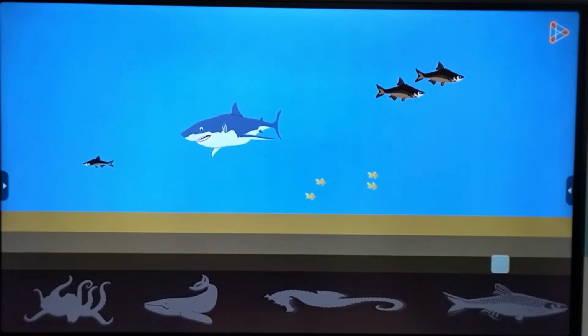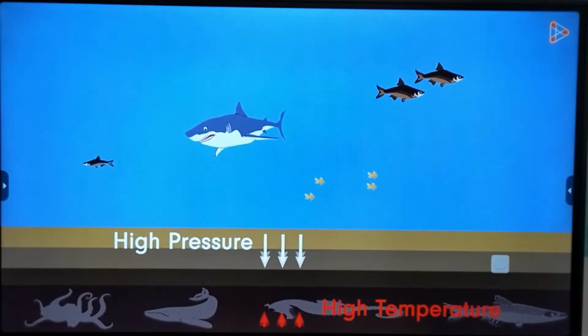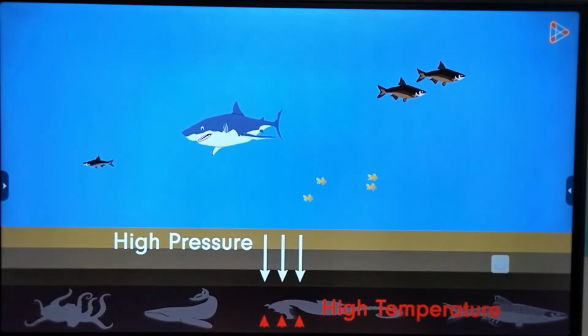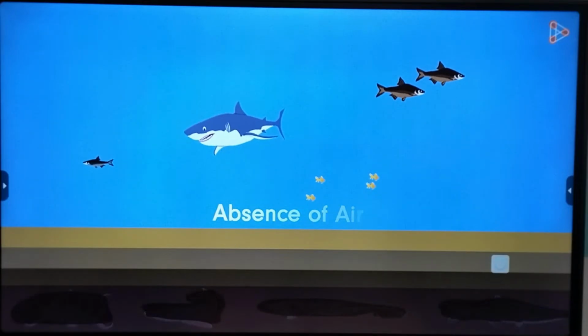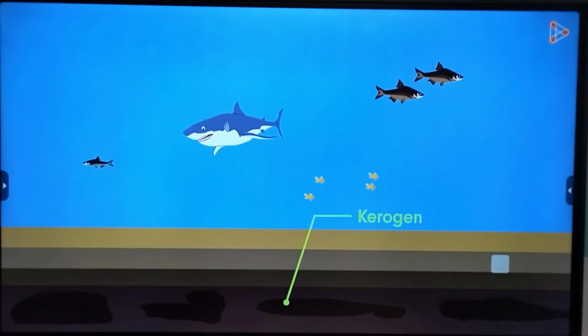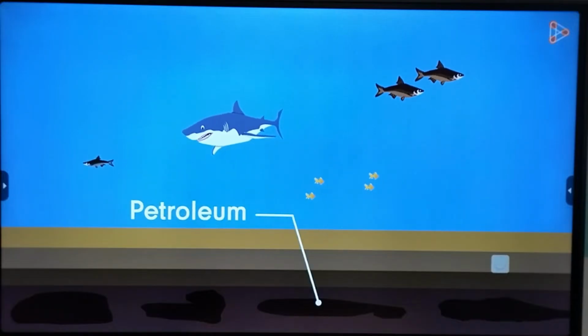Over millions of years, the high pressure and high temperature caused the decay and compression of the dead matter. And remember, there was no air. In the absence of air, this material got slowly converted into a substance called kerogen. As time passes by, kerogen further gets compressed to form a black liquid. This black liquid, formed after millions of years, is what we call petroleum.